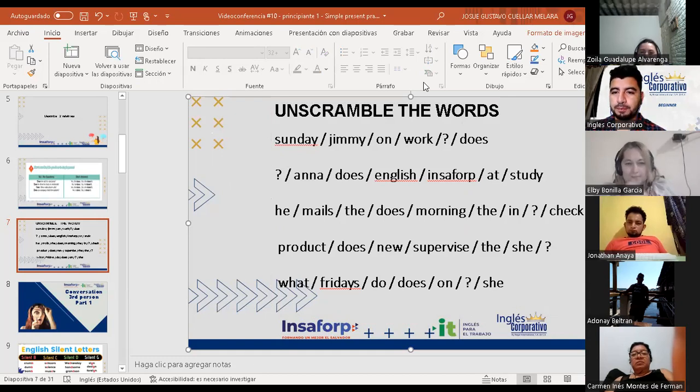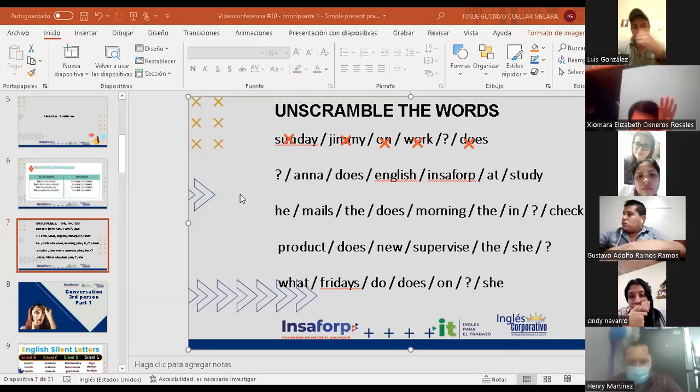Number one. Does Jimmy work on Sunday? Does Jimmy, y ahorita va el verbo después del nombre, después de Jimmy. Does Jimmy work on Sunday? Yes, work on Sunday. Perfect, Luis. Good. Now let's go with Henry and then Soyli.